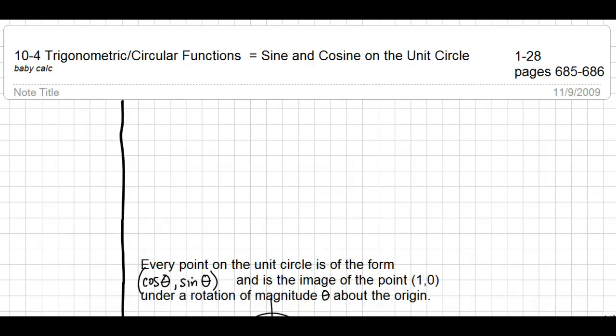This lesson is for advanced algebra. We're going to do lesson 10.4 on trigonometric functions. We're also going to do 10.5 in the same video. 10.4 is on trigonometric functions, also referred to sometimes as circular functions, and the ones we're going to focus on today are sine and cosine.